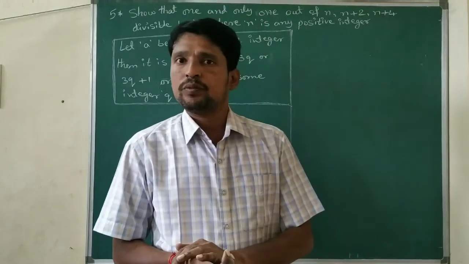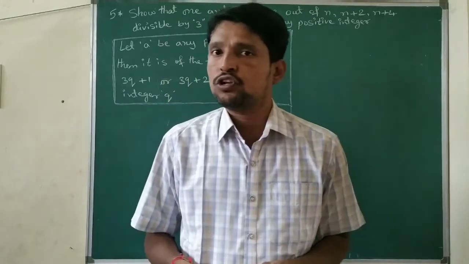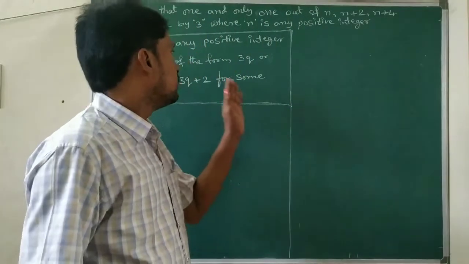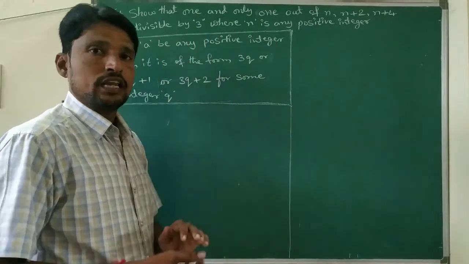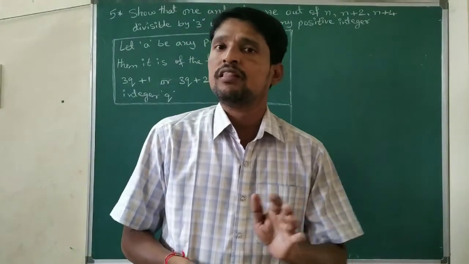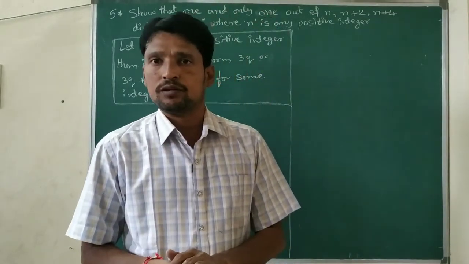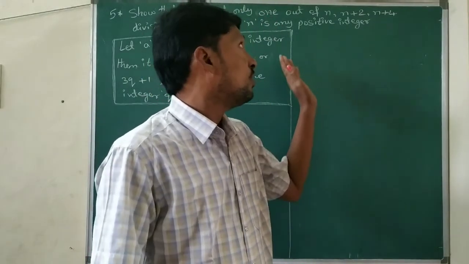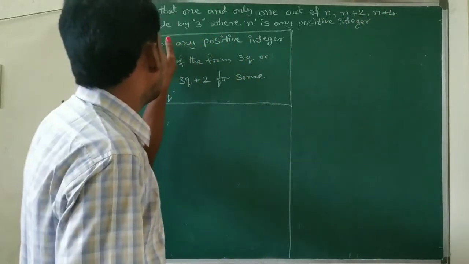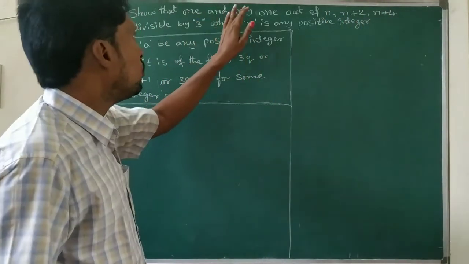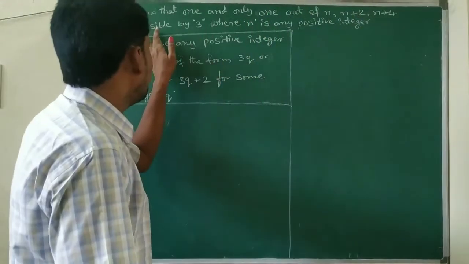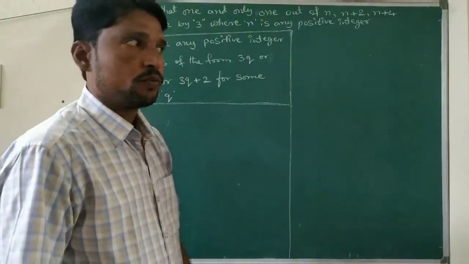We have one statement, that is any positive integer is of the form 3q or 3q plus 1 or 3q plus 2, where q is some integer. This is an already proved statement. Based on this one, we need to show that one and only one out of n, n plus 2, n plus 4 is divisible by 3.